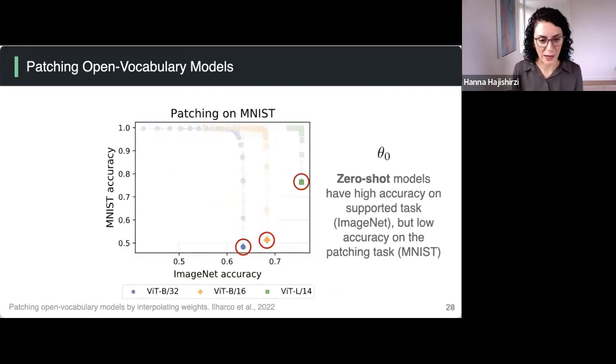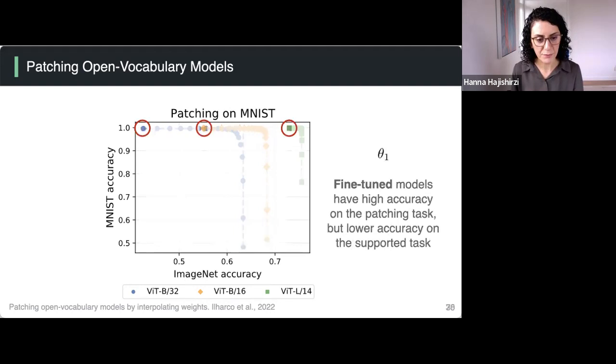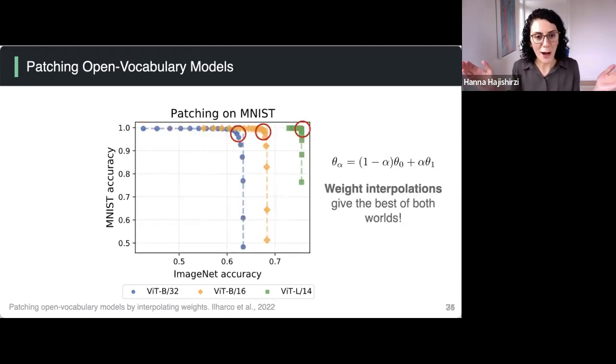Again, our solution is WiSE ensemble. Let's look at this figure. This figure shows MNIST accuracy versus ImageNet accuracy of vision transformers at different scales. Zero-shot models have high accuracy on ImageNet, but their performance is usually low on MNIST. On the other hand, the fine-tuned model has high accuracy on MNIST, which we call our patching task, but it has low accuracy on ImageNet. Our WiSE fine-tuning comes to the rescue. Basically, it would resolve this problem. We would argue that this weight interpolation gives us the best of both worlds. Look at the results in this figure.